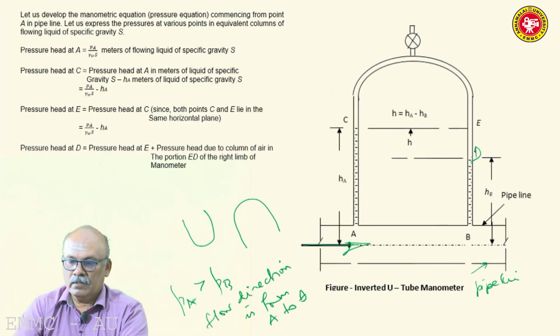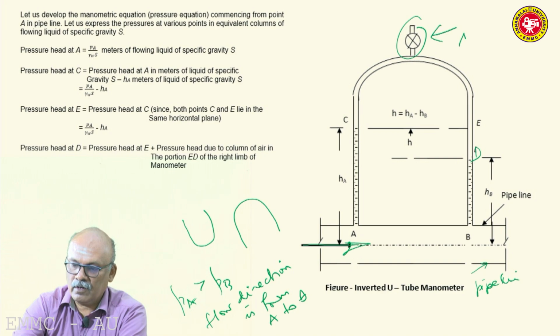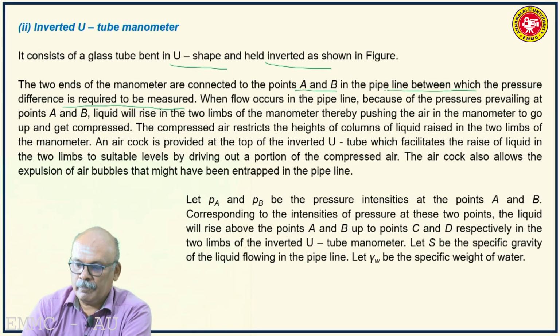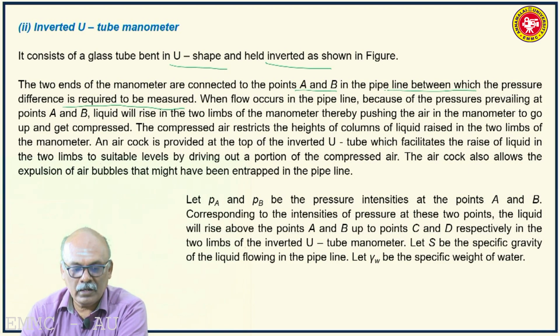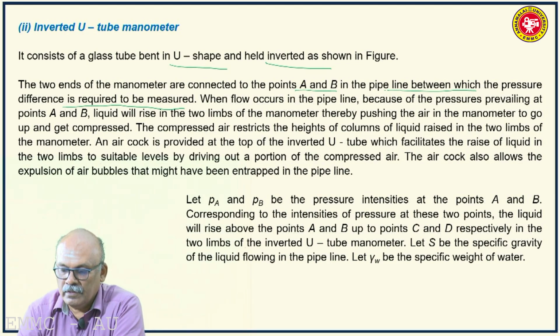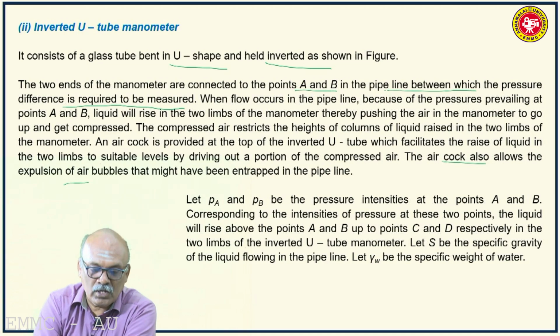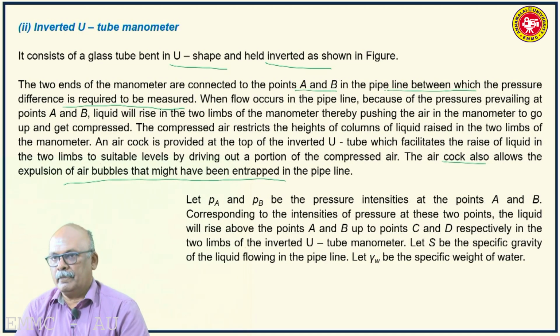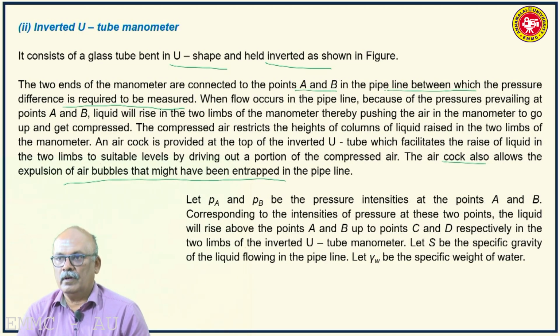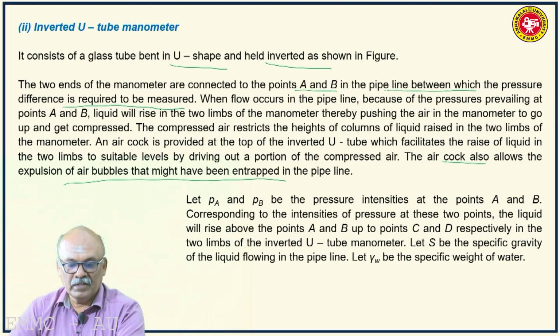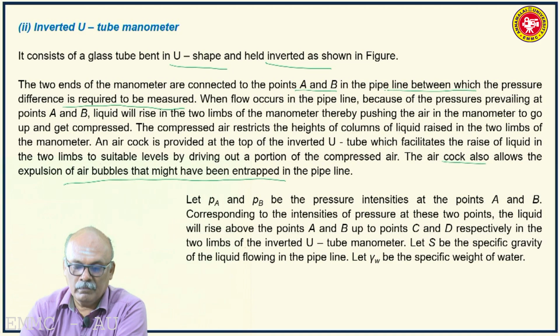So an air cock, this is the air cock, right? What is the purpose of providing an air cock? The air cock is provided at the top of the inverted U tube, which facilitates the rise of liquid in the two limbs to suitable levels by driving out a portion of the compressed air. The air cock also allows the expulsion of air bubbles that might have been entrapped in the pipeline, so that there is no differential column due to the air entrapped. The entrapped air must be released, right?